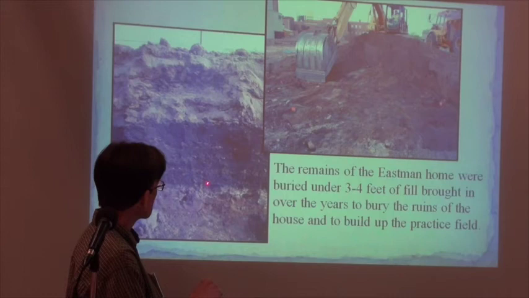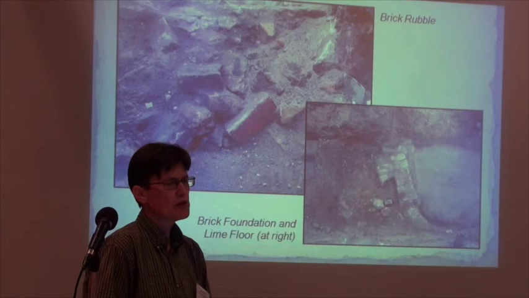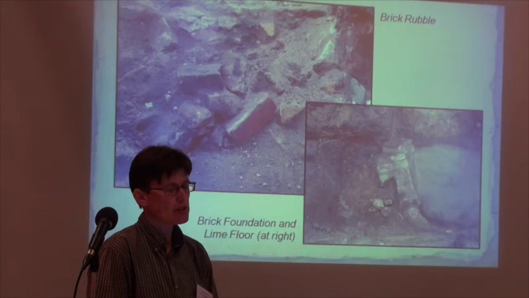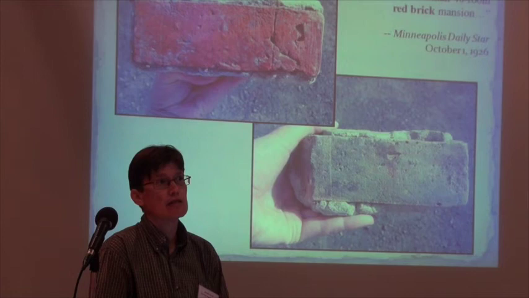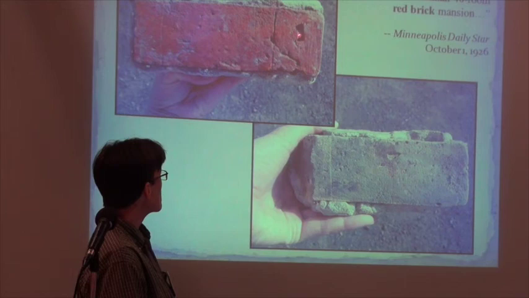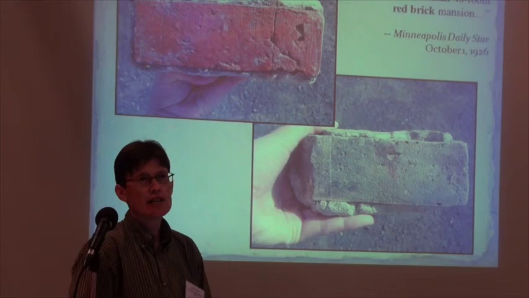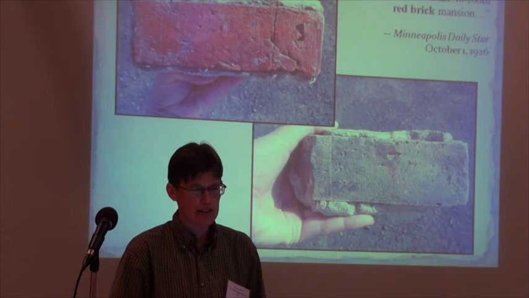And even during our initial investigations, we learned something about the Eastman Mansion that was completely unknown previously. And that was that the 40-room red brick mansion was actually not constructed of red brick at all, but was actually a yellow brick structure that had been painted red. So we had all these bricks with red painted faces. And this is the back of that same brick showing that it's actually a yellow brick. I think Eastman was from New Hampshire. I think there was sort of this New England sensibility that a brick house should be red. And so they painted it red.